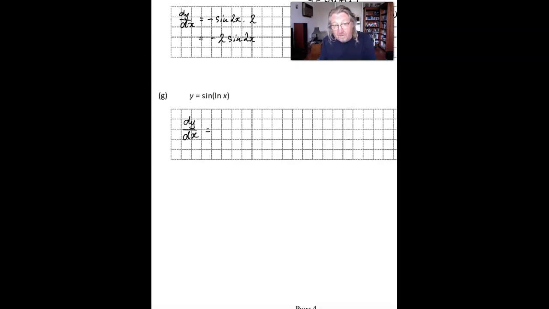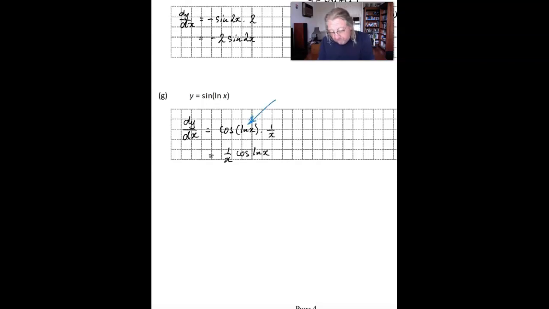And the last one here, similar situation, it's the chain rule, dy dx. Derivative of sine x is cos x, so that'll be cos log x. Now we've got to times by the derivative of log x, which is just 1 over x. Just tidying that up a bit. 1 over x cos log x.